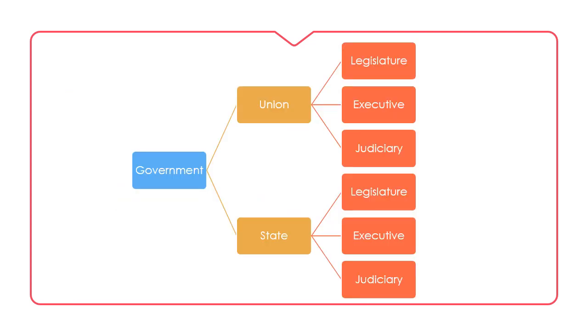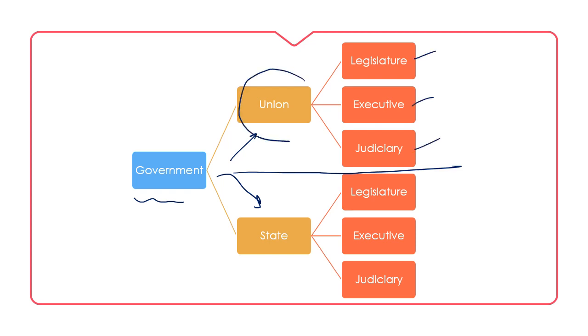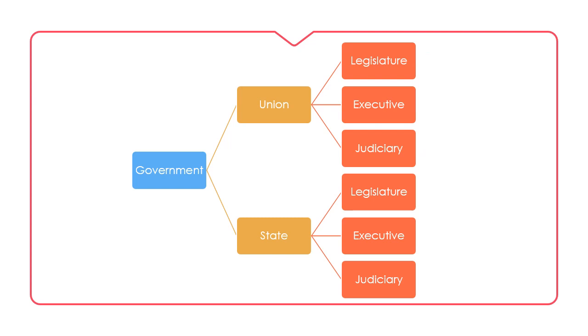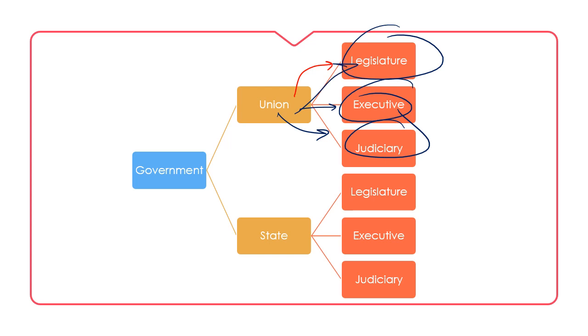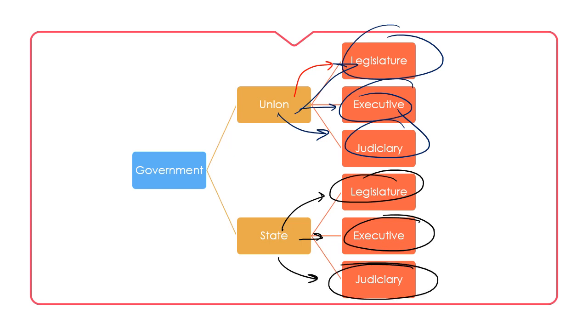So, combining what we have learned in the last couple of minutes, we know that there exists a government at the union, which is the central government, and then there's a state government. And we've also seen that the government consists of the legislature, executive, and judiciary. So the same holds whether it is for the union or for the state. So now I want you to pay attention, which means that there is a union legislature, there is a union executive, there is a union judiciary. Likewise, there is a state legislature, a state executive, and a state judiciary.